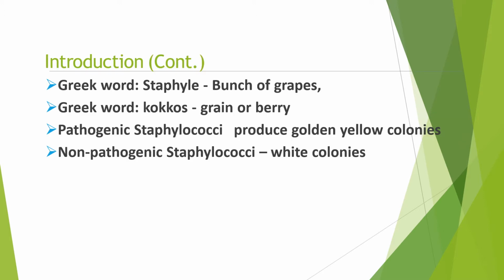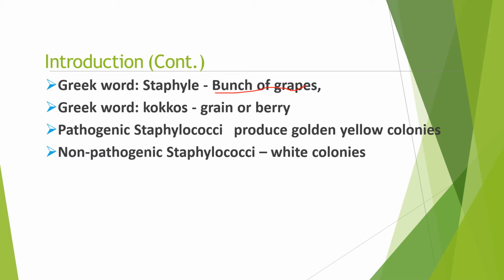Moving on, this word staphylococcus originated from the Greek words staphyle and coccus. These are the two words derived from Greek. Let's see the meaning. Staphyle means a bunch of grapes. The next word, coccus, means a grain or berries. Berries are round, and you know how grapes are arranged. Then the pathogenic staphylococci produce golden yellow colonies.